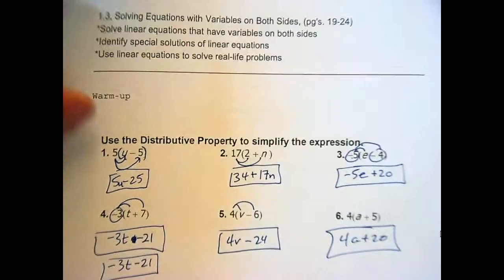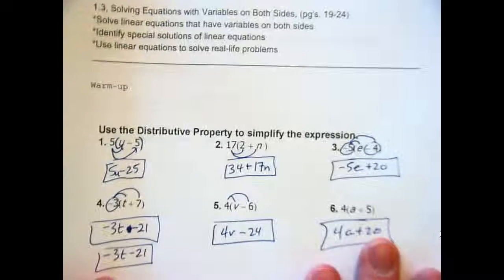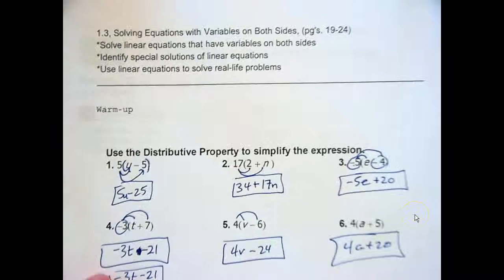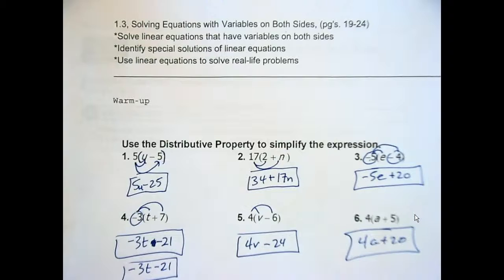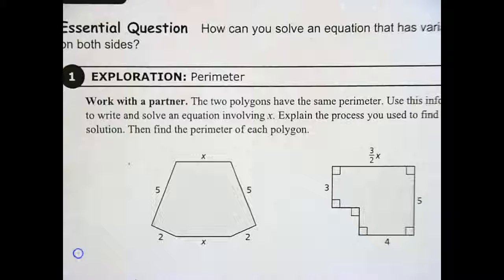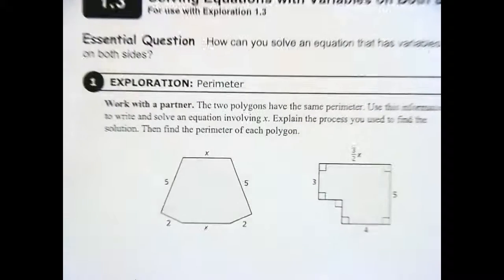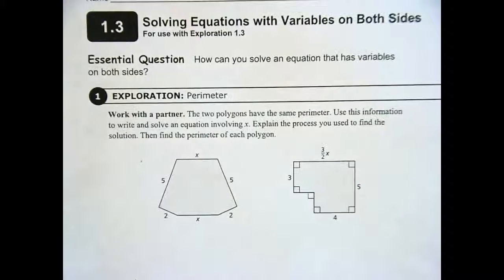Okay. Well, I need you to take out yesterday's assignment. Friday's assignment is 1.2. I want to score that. And then we will dive back into 1.3. Exploration number 1 on page 12 of your student journal. I want to spend a couple minutes on it. I want you to work with your partner and complete only exploration 1.